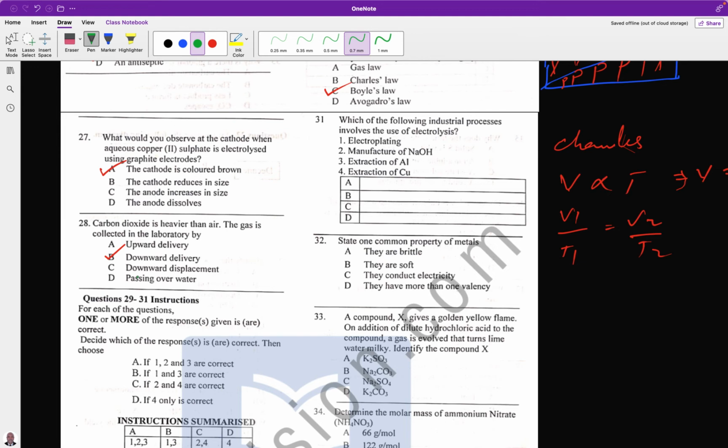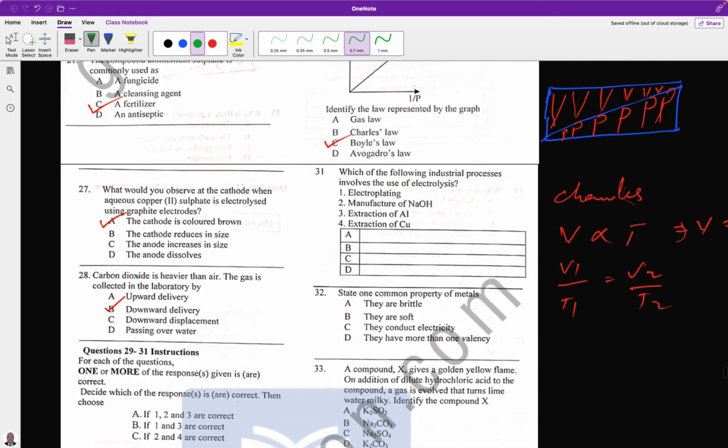The manufacture of sodium hydroxide does not involve electrolysis. Extraction of aluminum involves electrolysis. So 1 and 3 are right. Extraction of copper does not involve electrolysis. So the only industrial processes that involve electrolysis are electroplating and the extraction of aluminum, and that is 1 and 3.